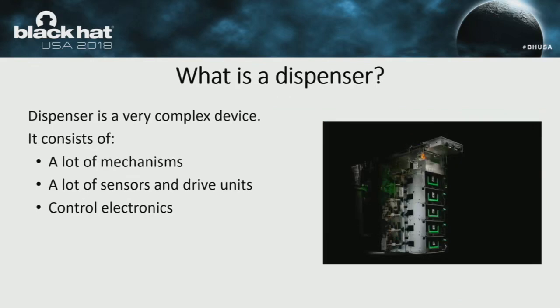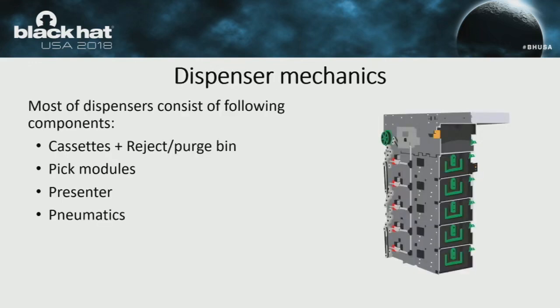Usually, a cash dispenser is a very complex device. Mechanics of the dispenser performs cash storing, picking, validation, and transportation. Every movement is performed by drive units and controlled by sensors. The brain of the cash dispenser is its control electronics. They are usually called the dispenser controller. All mechanical parts of the dispenser have their specific names.